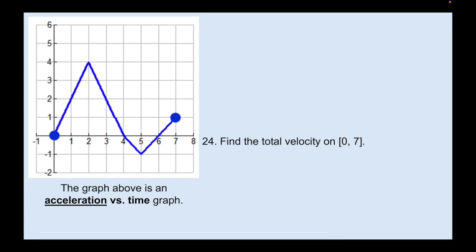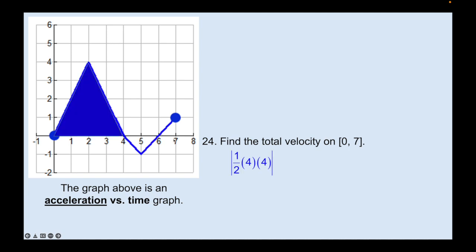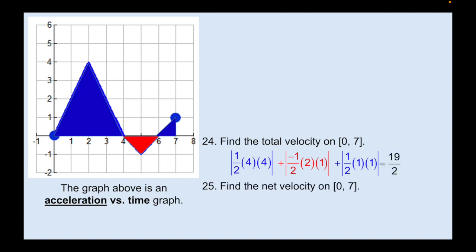Okay, so for our next one, this one says it's an acceleration versus time graph. So we're going to be moving up to velocity. So if it's saying find the total velocity from 0 to 7, again, that's telling us with absolute values to calculate those different areas. And once again, we've already used these exact same numbers. It gives you 19/2.